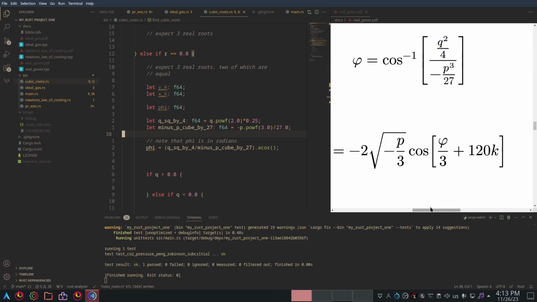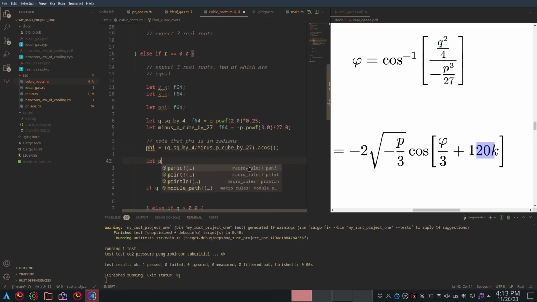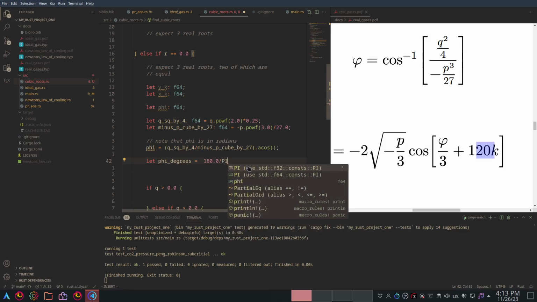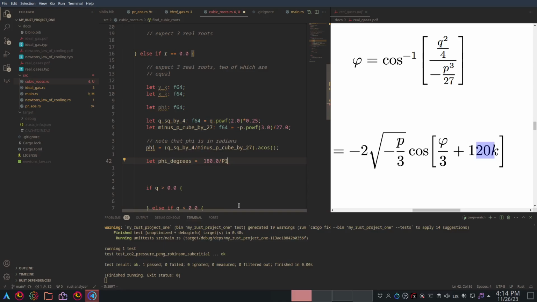I'm not sure what unit this is, but it really looks to me as if this is a degree. Yeah, this really looks to me like a degree because I'm strongly suspicious because of this number 120. So let me try first, okay? I'm going to bind a new value called phi in degrees equals 180.0 divided by pi. If you want to use pi, you can use the standard f64 constants pi. This number is good. Phi in degrees, 180 over pi, if I'm not wrong, times phi.